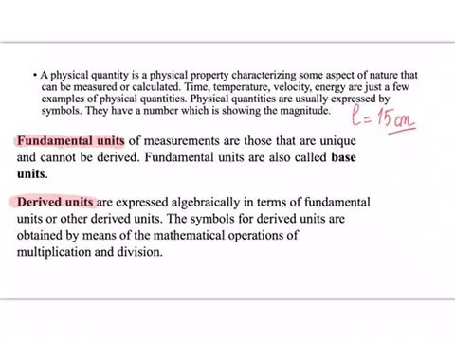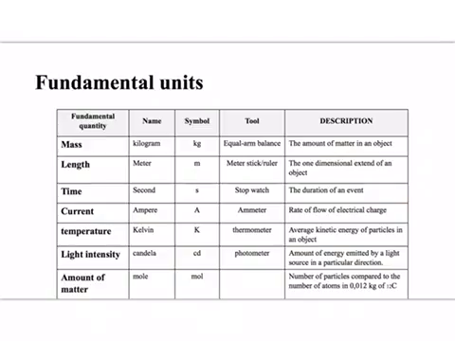The fundamental or the basic units are those that are unique and cannot be derived from any other units. But derived units are expressed algebraically in terms of fundamental units or other derived units. The symbols for derived units are obtained by means of the mathematical operations of multiplication and division. They are derived from other derived units or fundamental units.